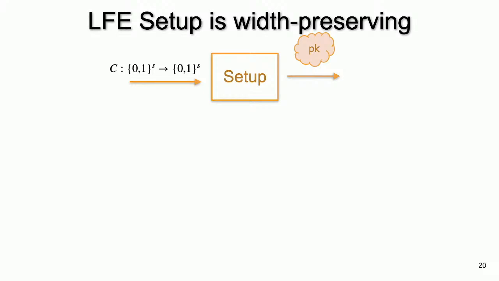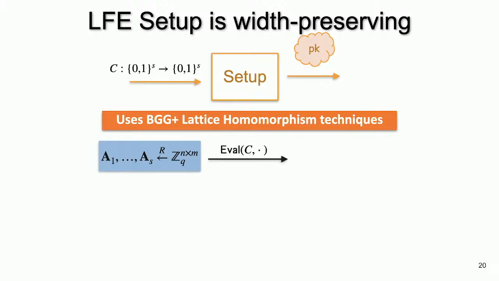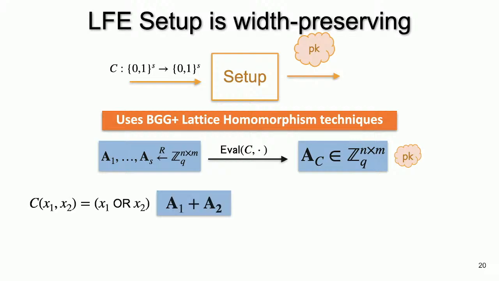So just to give you an intuition of why it's satisfied, this is going to be very high-level intuition. There's a lot of moving parts here. This uses BGG plus lattice homomorphic style techniques. But basically what's happening is you have some public matrices corresponding to these attributes, and you're running some homomorphic evaluation procedure to generate this public key, A sub C, which is going to depend on this circuit C. So think of what if C is like x1 or x2, then your procedure A sub C will just be A1 plus A2. And if it's x1 and x2, then it's going to be some matrix multiplication operation.